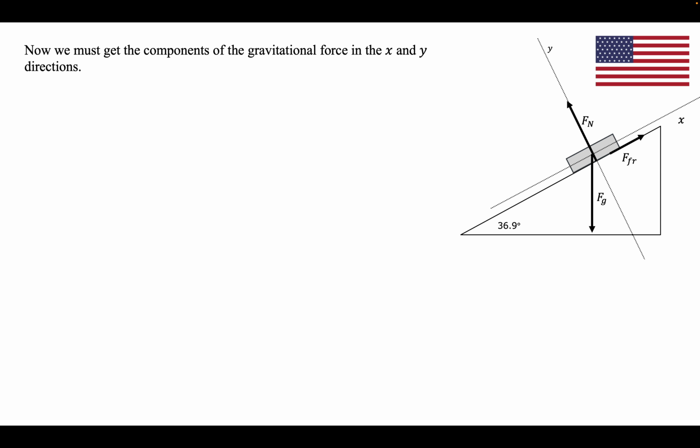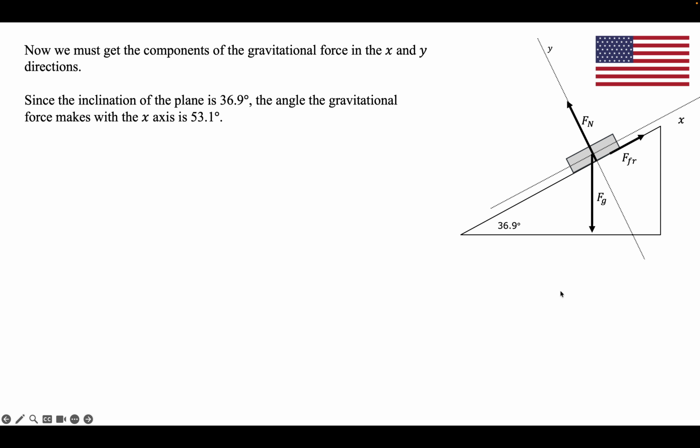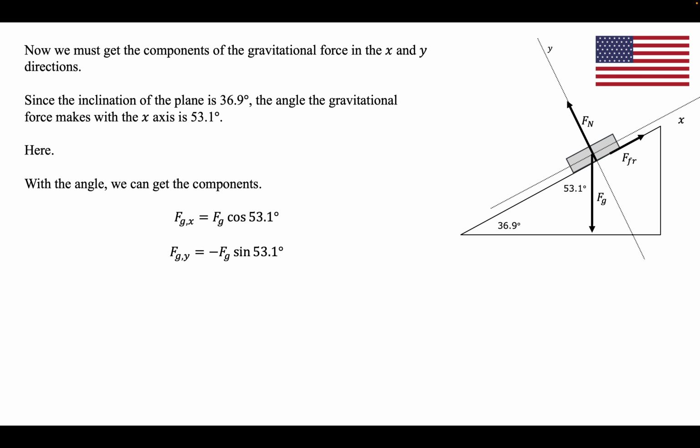So let's do that. The plane is inclined at 36.9 degrees. We can get this angle: it's 90 minus that, which is 53.1, right here. So the cosine of 53.1 times Fg, that's the adjacent side, that's the gravitational force down the plane. Gravity is what's pulling the block down the plane, and we need that component. Fg cosine 53.1. And in the y direction, it's down, Fg sine 53.1, which is right there.